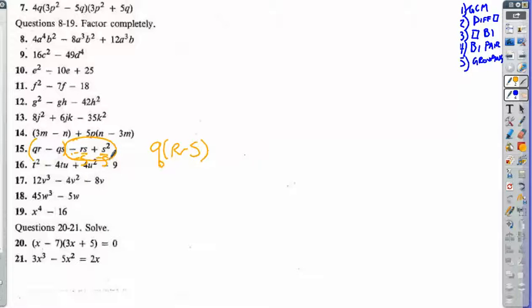So negative rs divided by negative s is going to be positive r.